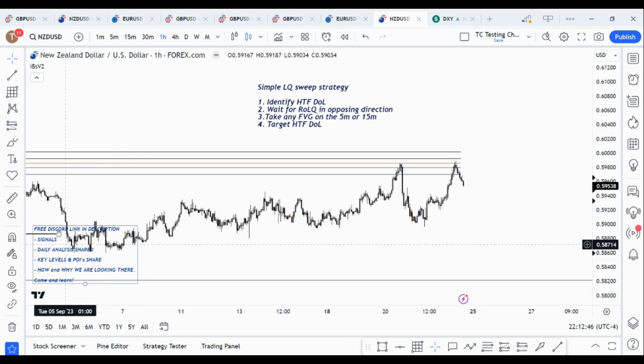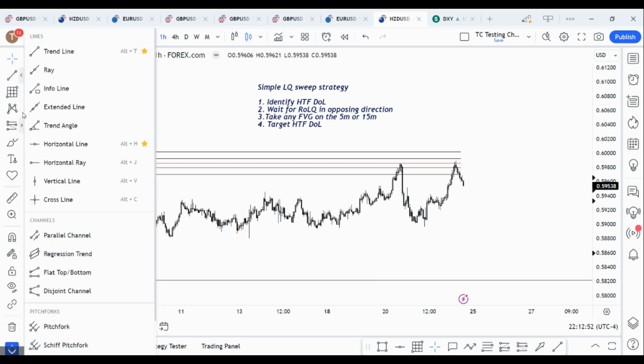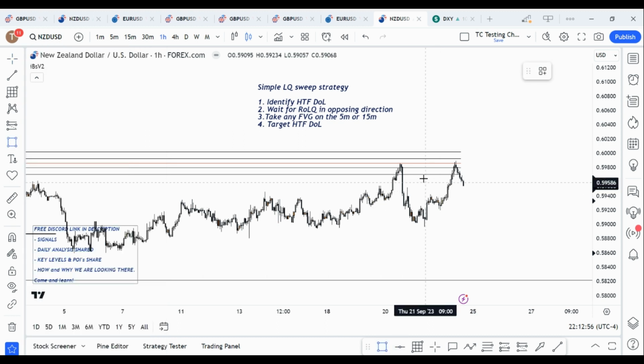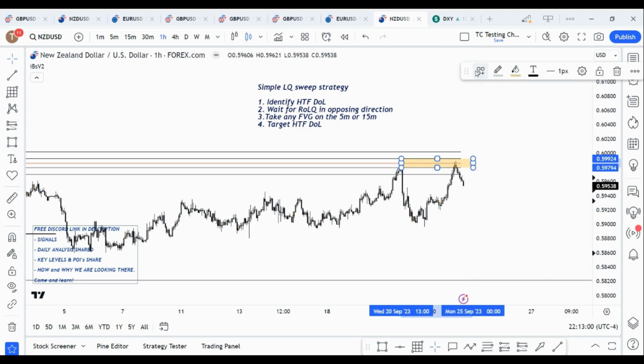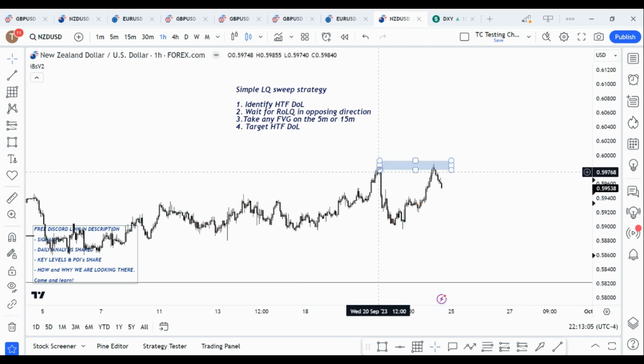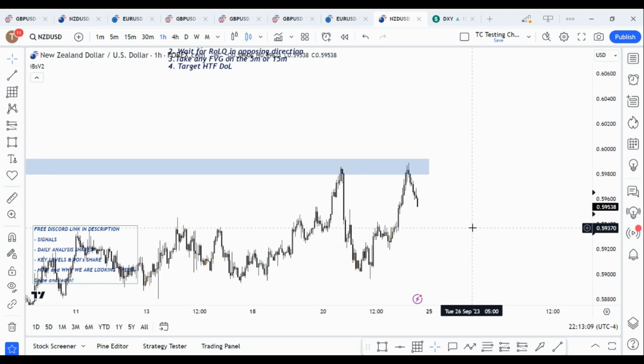denote our equilibrium point, which would be, can't see my, oh, there we go. We can denote our equilibrium point, which would be this range here. So now I can remove this because this is our H1 equilibrium of our H1 order block.